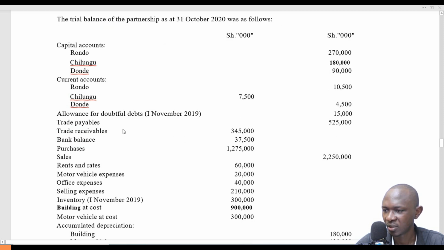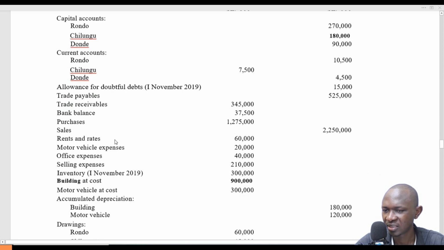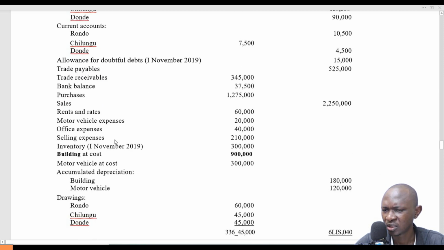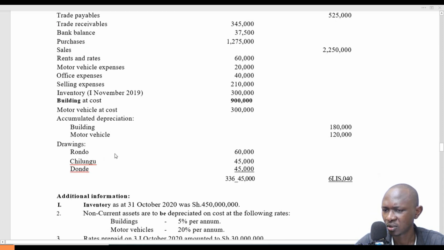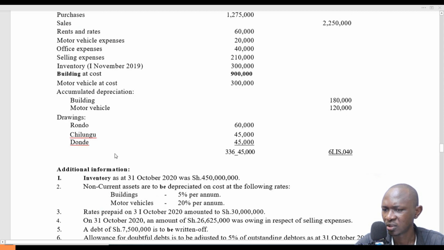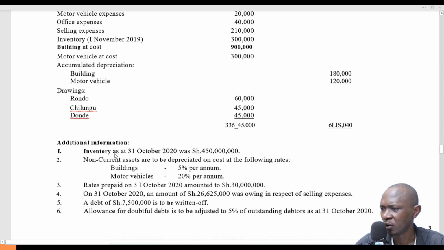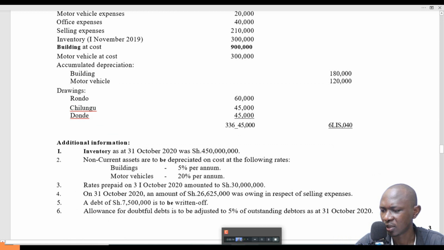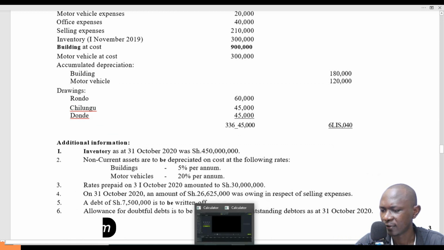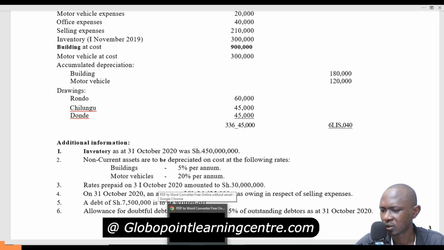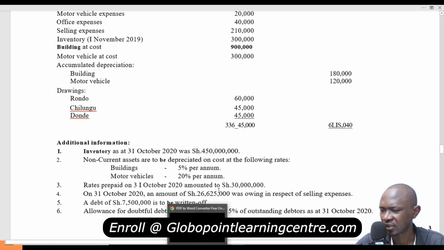Allowance for doubtful debts, trade payables, trade receivables, bank balance, purchases, sales, rents and rates, motor vehicle expenses, office expenses, selling expenses, inventory, buildings at cost, motor vehicle at cost, accumulated depreciation, and then you have drawings again for Rondo, Chilungu and Donde. So I'll also have to make use of the original paper, because this paper is a little bit affected here. You can see that total.